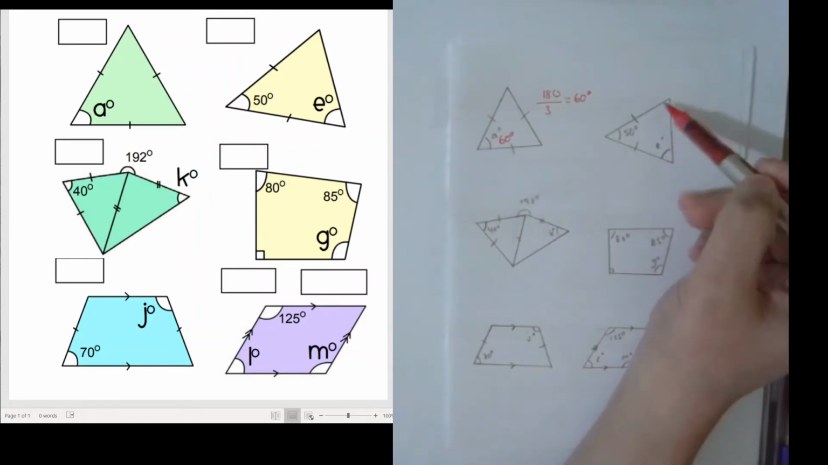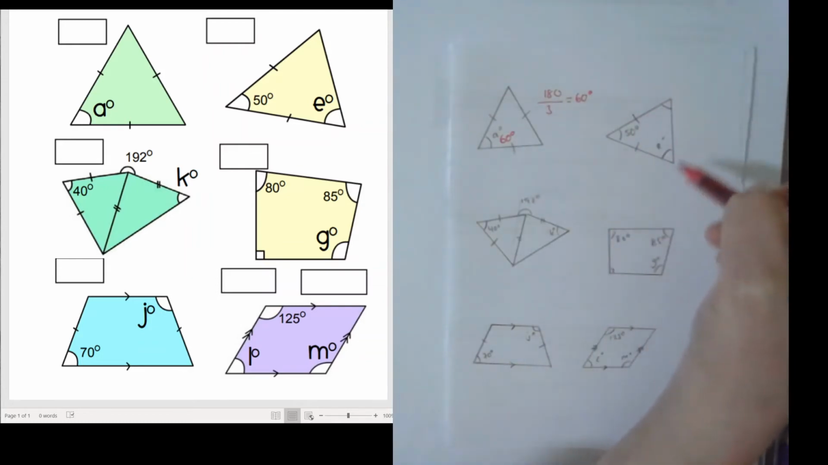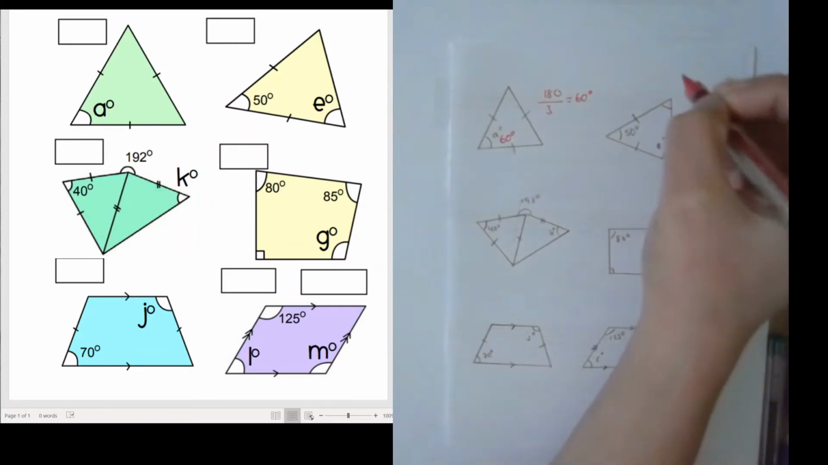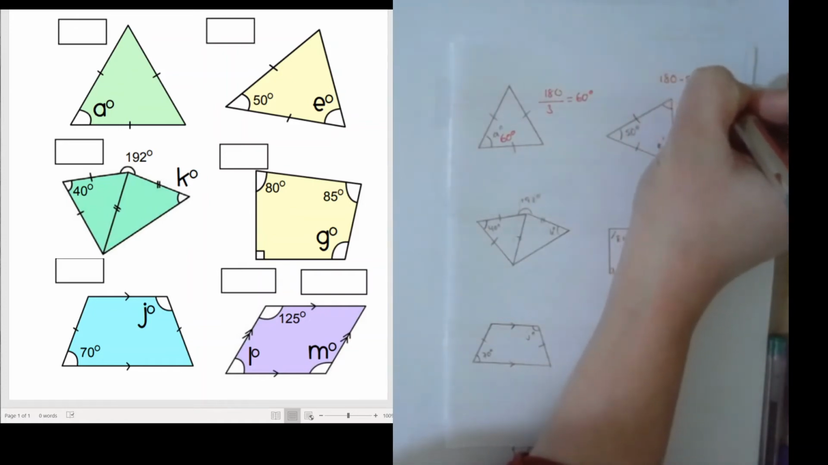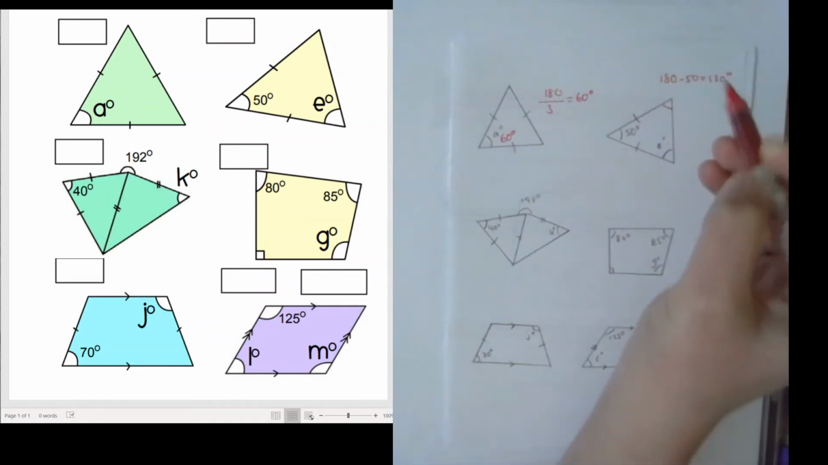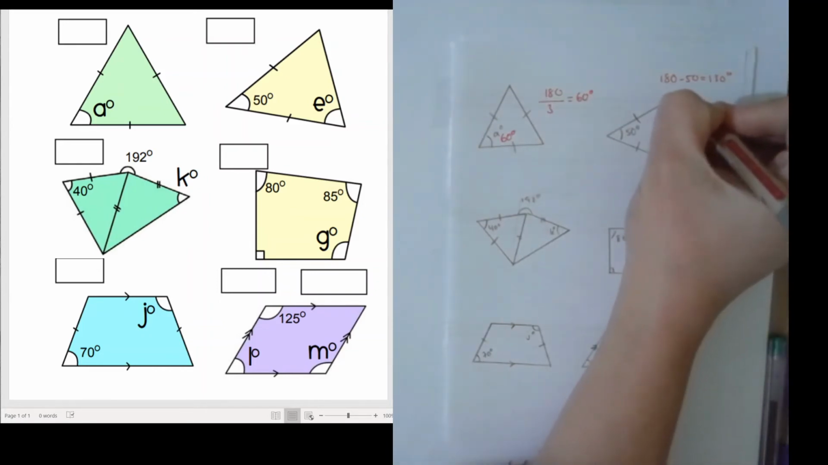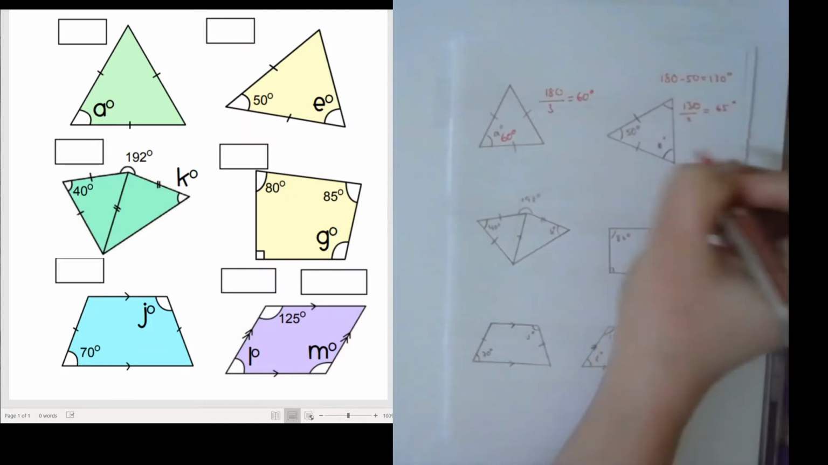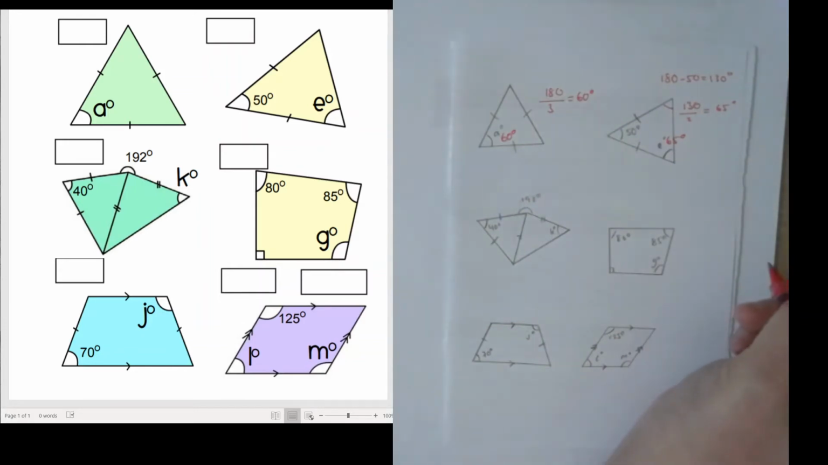So isosceles, I've got 2 equal angles, so I know this is E and I know this is E. I know angles in a triangle add up to 180, so the first step I need to do is 180 take away 50, which leaves me with 130 degrees. So I've got 2 angles that add up to 130 degrees, so I need to do 130 divided by 2 leaves me with 65, so this must be 65 degrees.